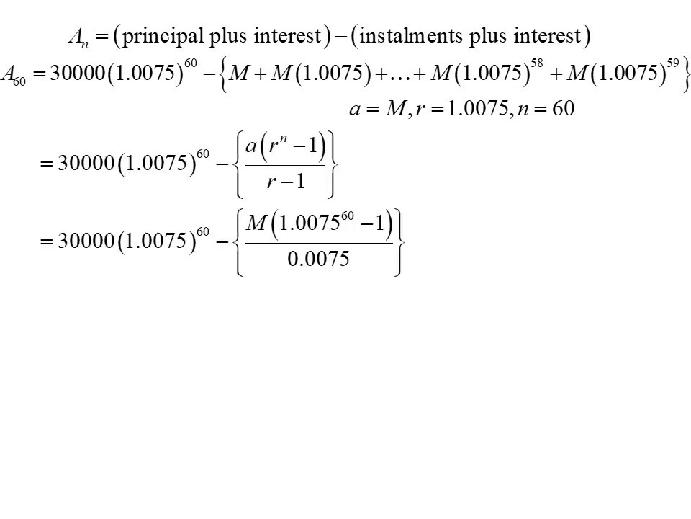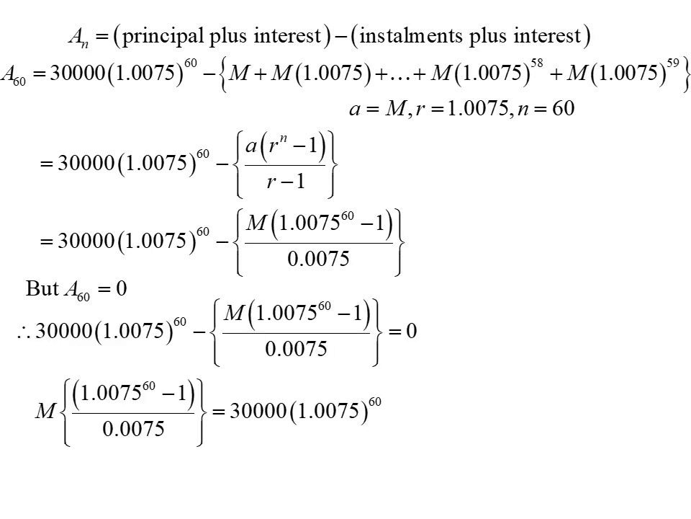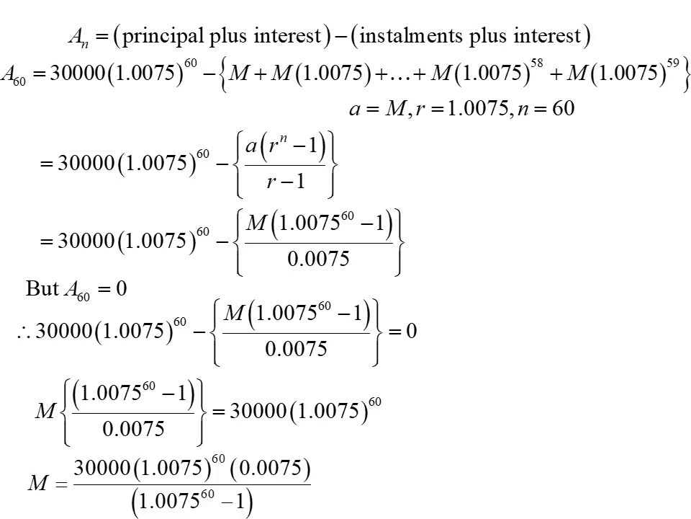Subbing into our formula, but of course we know that at the end of the loan, amount 60 should be 0. It should balance out. So therefore, there's the equation we have to solve. We have to make M the subject. Playing around with all that, eventually, there it is. So $622.75 is what we would have to pay.